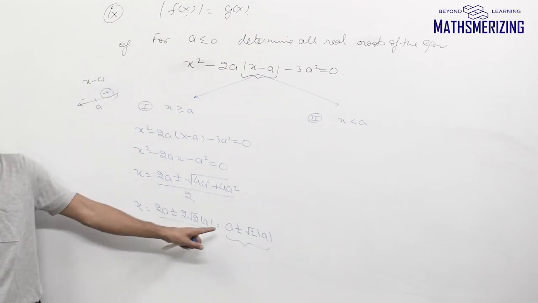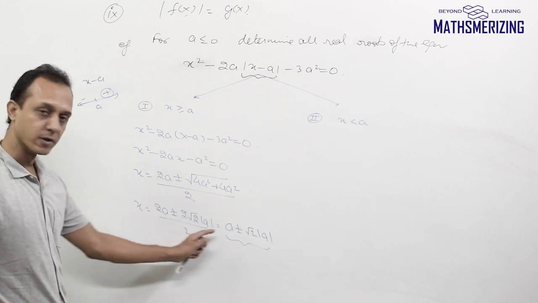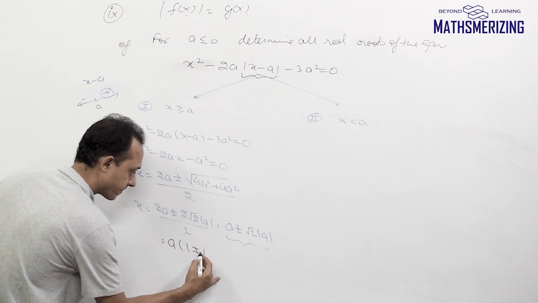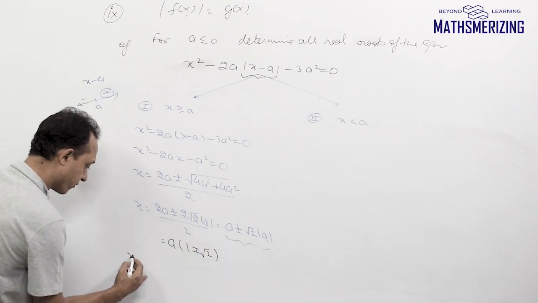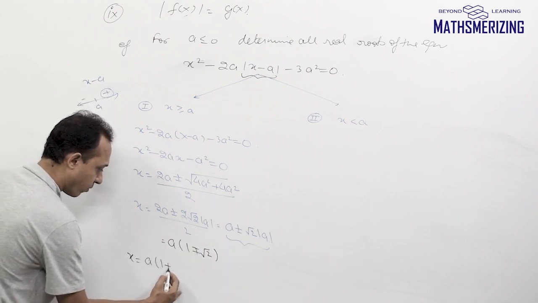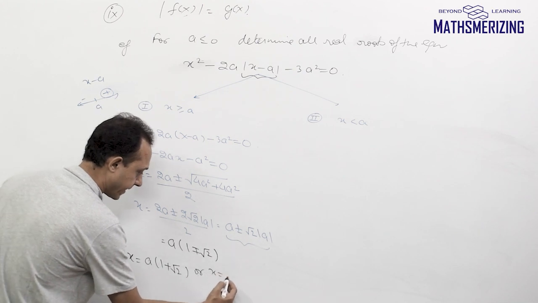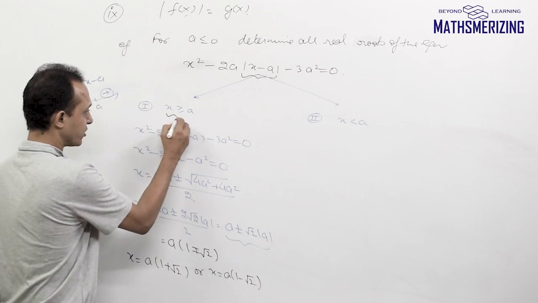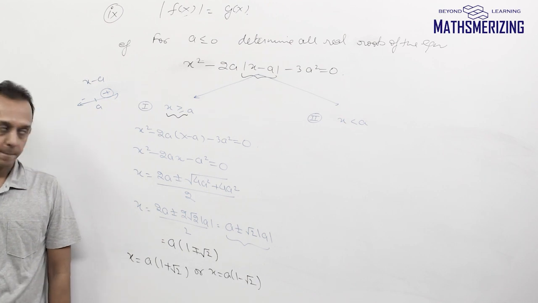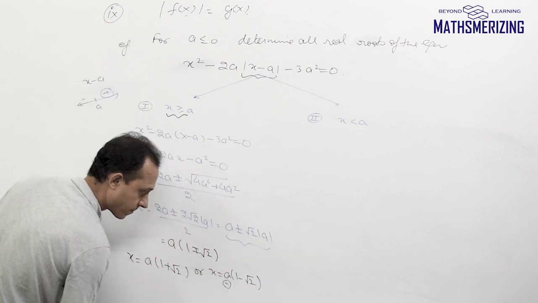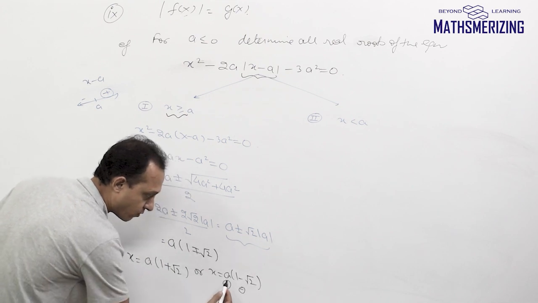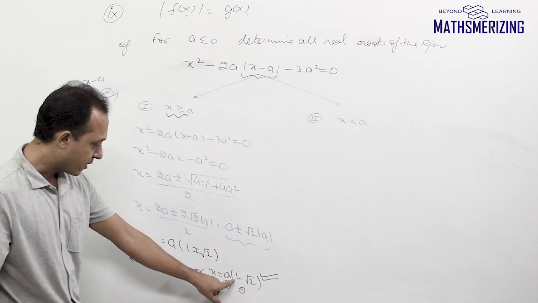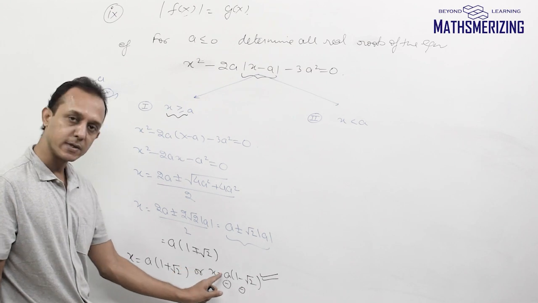So I'll get this as a plus minus root 2 and mod of a. Now because a is a negative number, I can write it as a into 1 minus plus under root 2. So the two values of x are, x is a into 1 plus root 2, or x is a into 1 minus root 2. Now in this case, it says x should be greater than or equal to a. Now a is a negative number and 1 minus root 2 is also negative. So a into 1 minus root 2 will be a positive number. So a positive number is always greater than a. So a into 1 minus root 2 lies in this interval. So I'll choose a into 1 minus root 2.